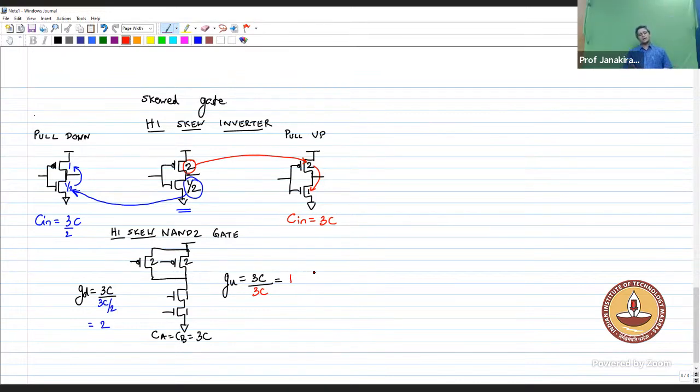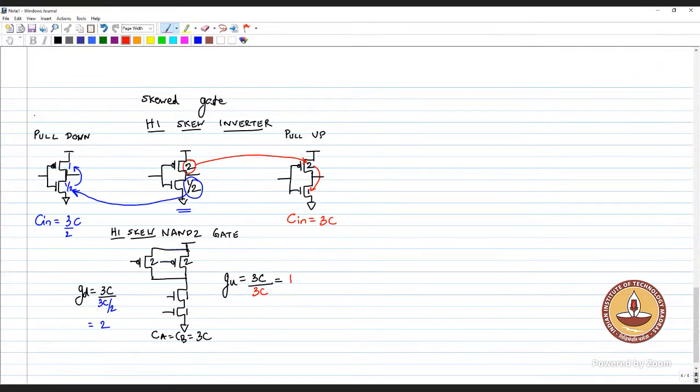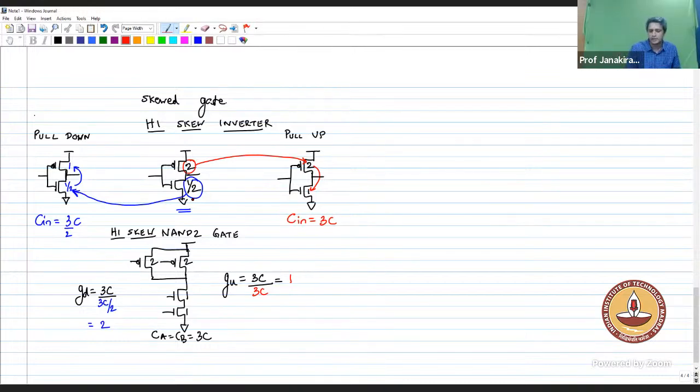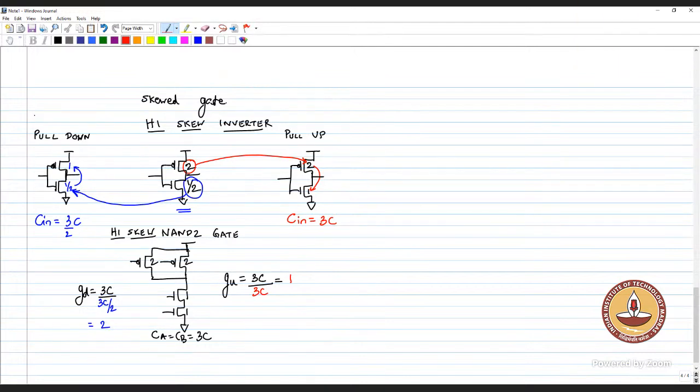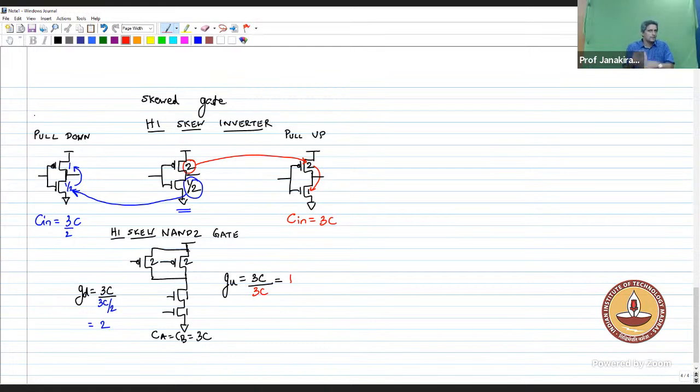Now, for the NOR gate, it's exactly the same thing. The NOR gate sizes will be: NMOS half-half, and PMOS 4-4. So while designing the reference inverter, we have to take the skewed inverters only. Once you construct the skewed inverter, that becomes the reference for high skew. With respect to that, you start constructing other combinational logic. You understood?